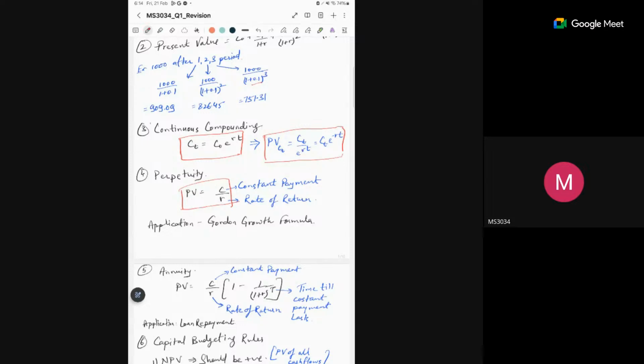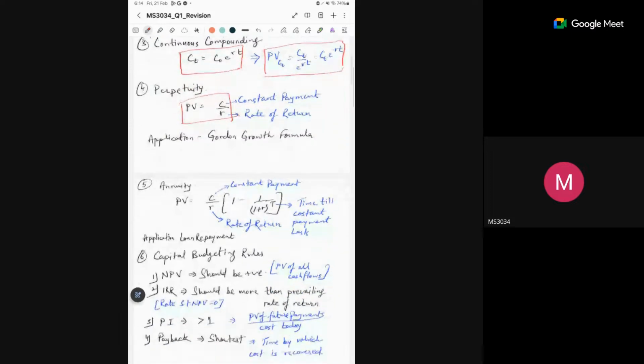And this perpetuity formula is used in company valuation or stock valuation, and we have done some examples of that, and I will be taking some more later in the class. Another similar concept is annuities.